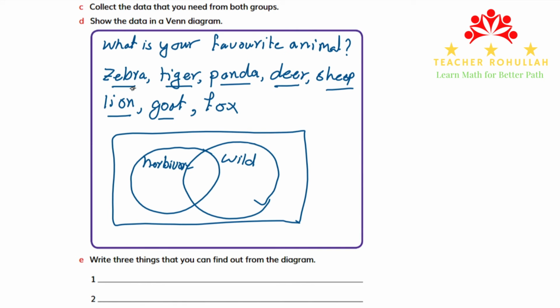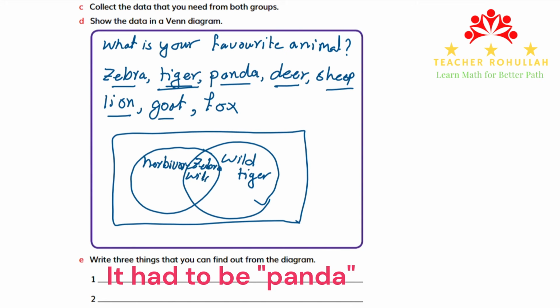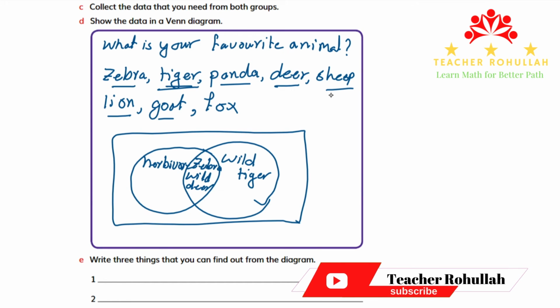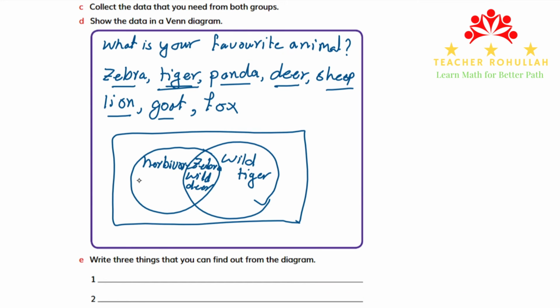Zebra is herbivore and it's wild at the same time. So it comes in the center here. Zebra is both herbivore and wild. So it has both qualities. It comes in the center. How about tiger? Tiger is not herbivore, but it's wild. So tiger comes in the section where we have wild animal. Panda is herbivore and wild at the same time. How about deer? Deer is also wild but herbivore. So deer also comes here. Sheep is herbivore, but it's not wild. It's a domestic animal. So sheep comes here.